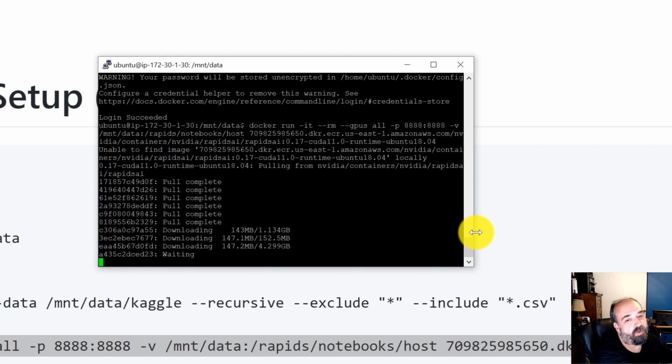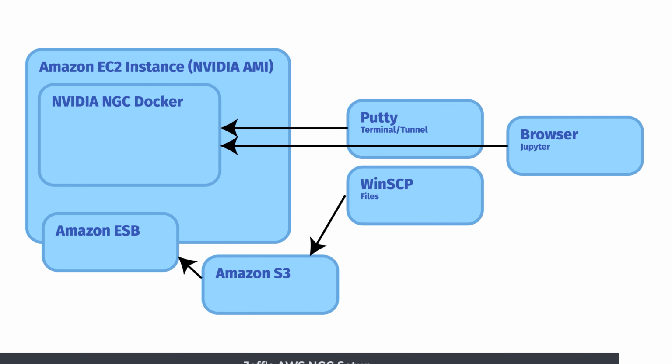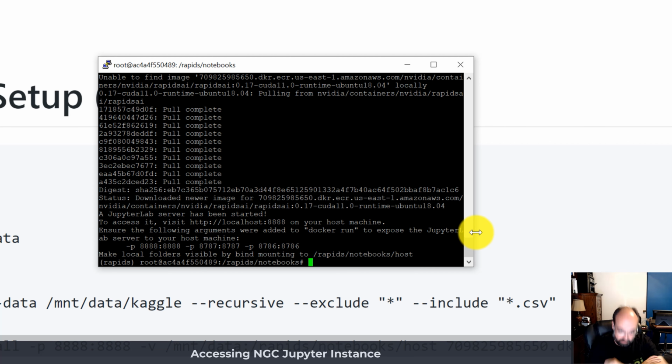While that's going, let me show you a high-level view of really what this all looks like. This is my little diagram. I'm not the best at Adobe Illustrator, but notice that big instance that I have, the EC2 instance, NVIDIA AMI. That is when I launched that. Then I pulled the NVIDIA NGC Docker container into there and mounted my Amazon EBS connection, which I pulled the files from S3. This finishes downloading.